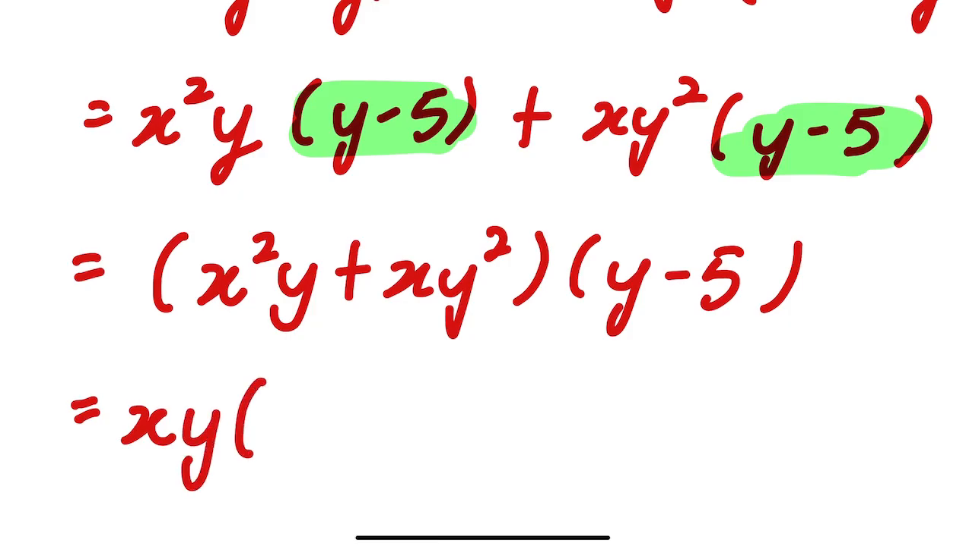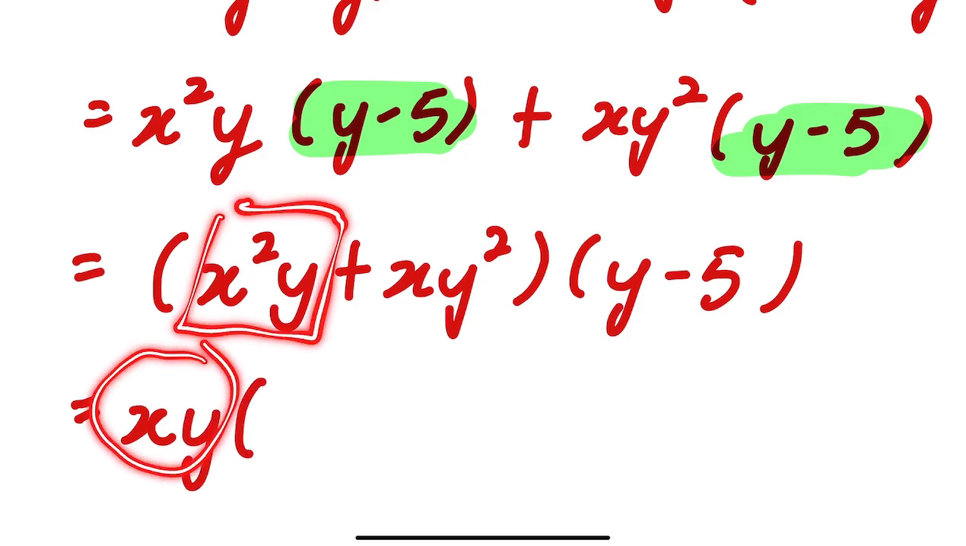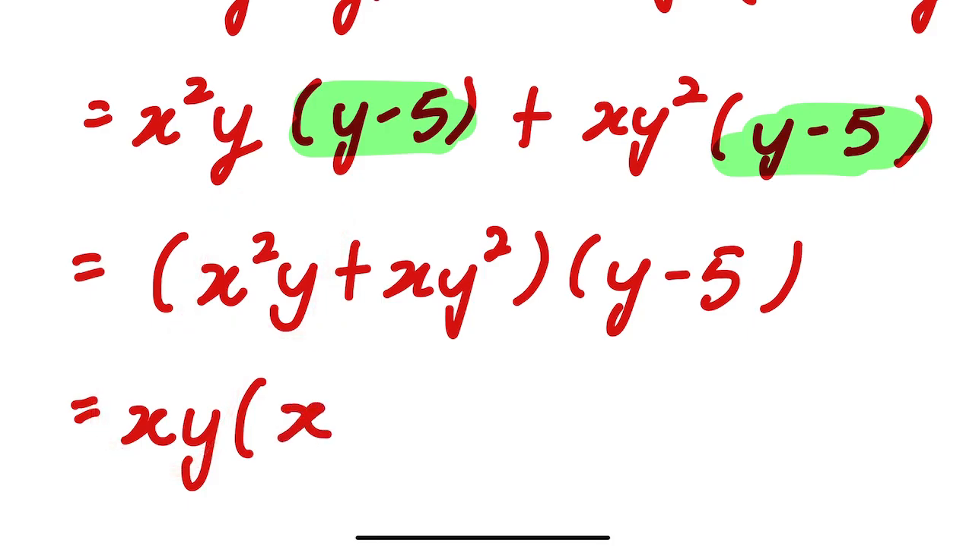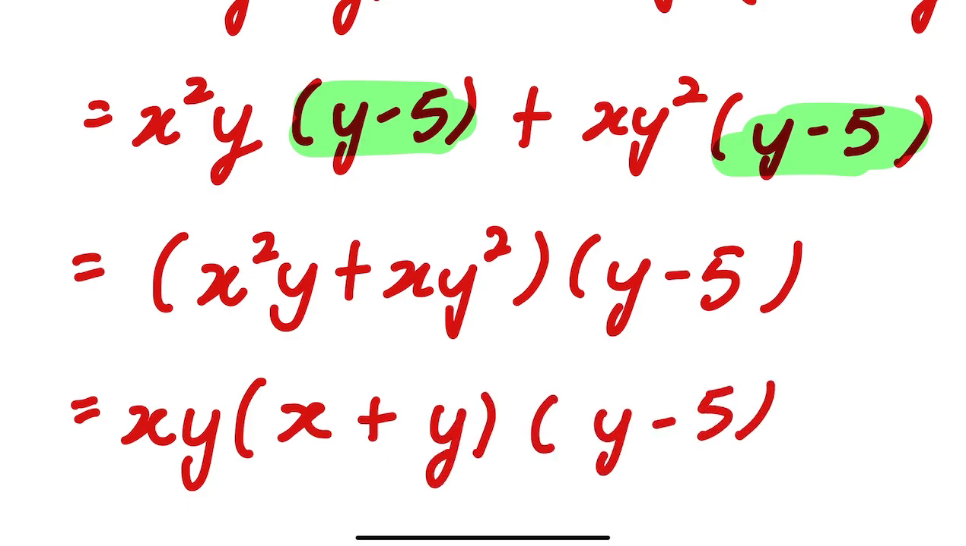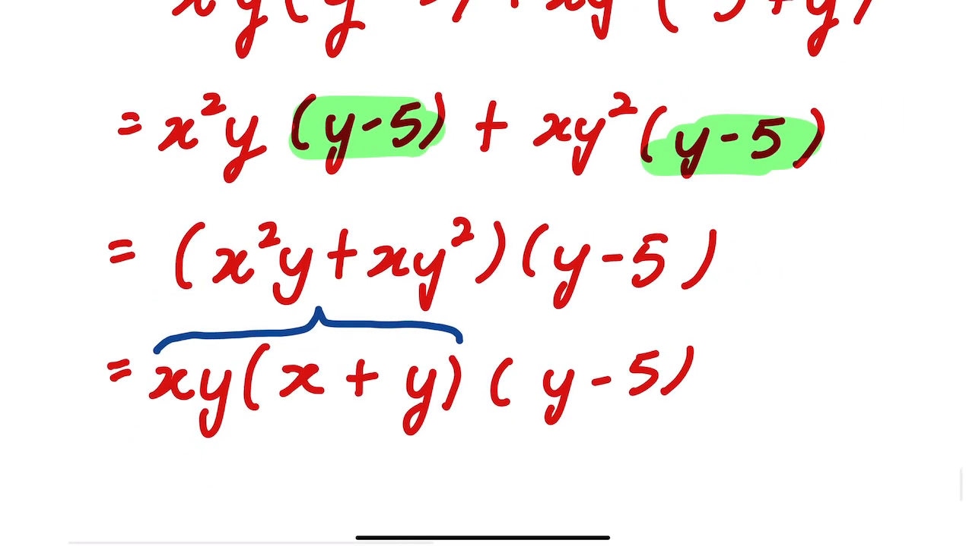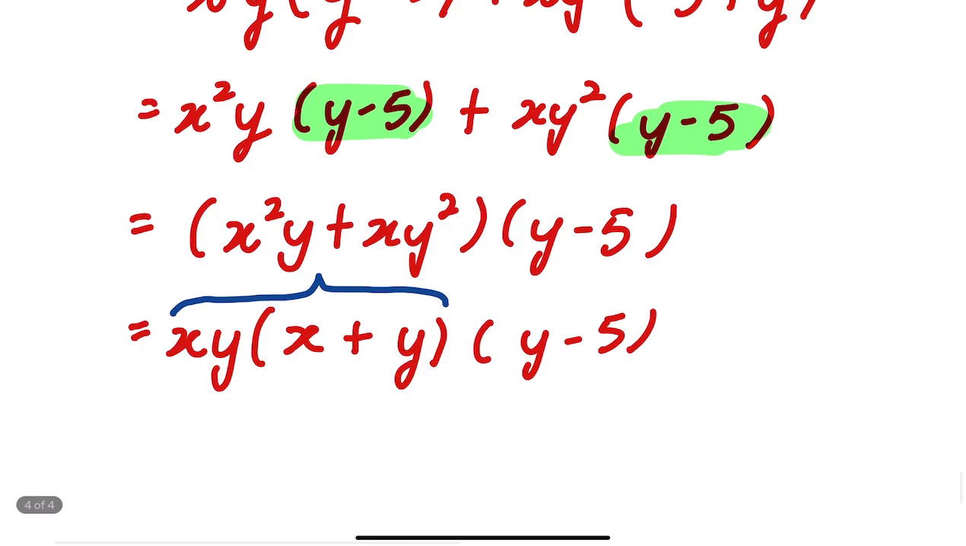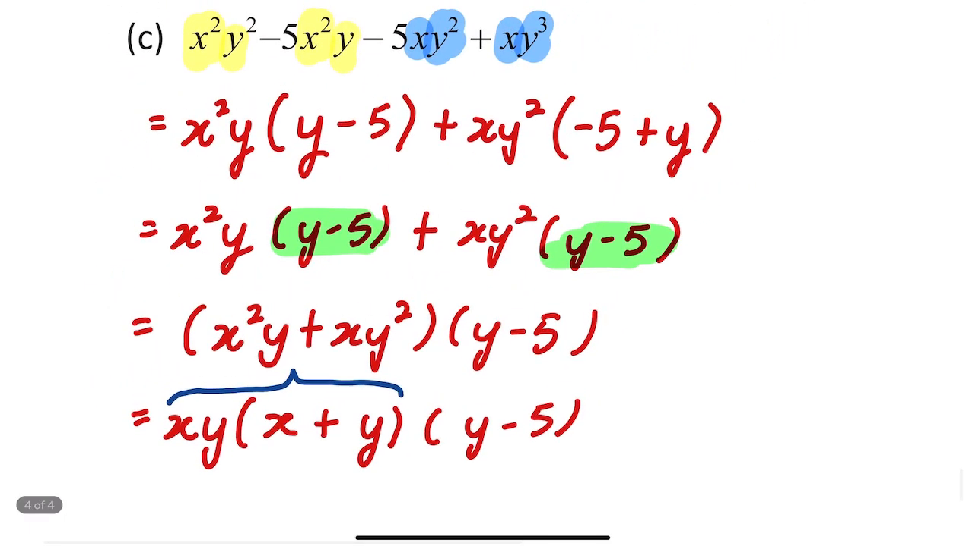I'm left with x squared y here. Take out xy, I'm left with an x. xy squared, take out xy, I'm left with a y. Okay? And therefore, this is my final answer to this question if I were to factorize this completely to its final form over here. So this is the answer to example 6c.